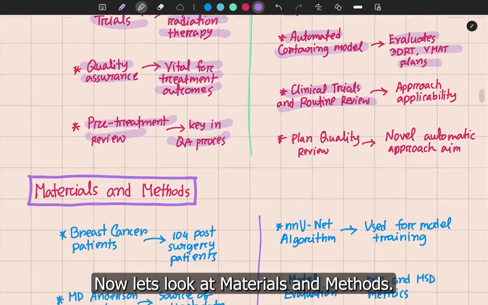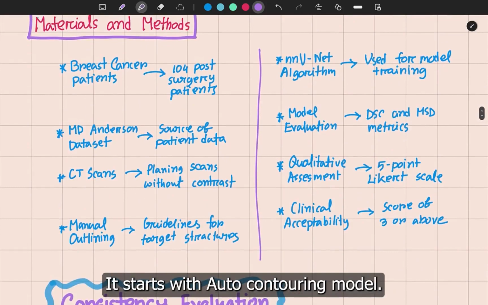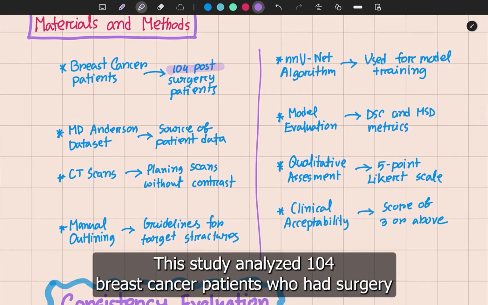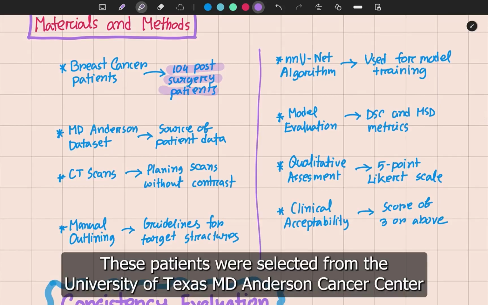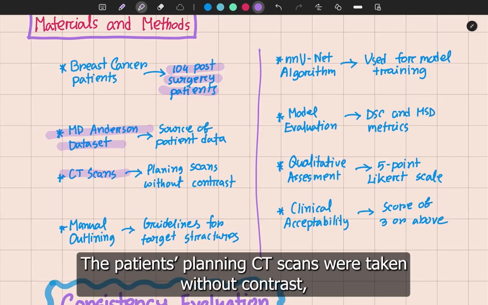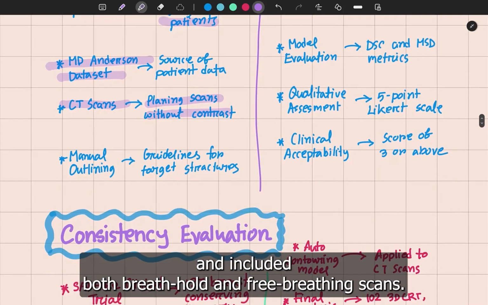Now let's look at materials and methods. It starts with the auto-contouring model. This study analyzed 104 breast cancer patients who had surgery and then radiation. These patients were selected from the University of Texas MD Anderson Cancer Center patient dataset. These patients' planning CT scans were taken without contrast and included both breath hold and pre-breathing scans.